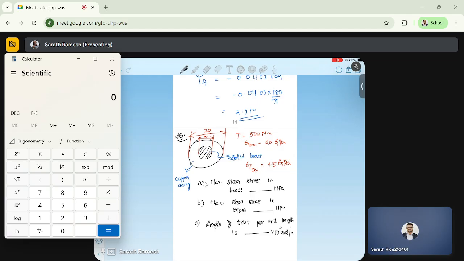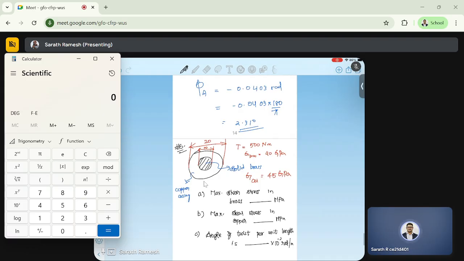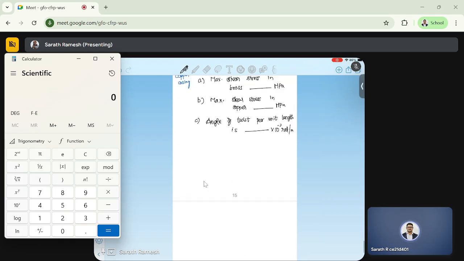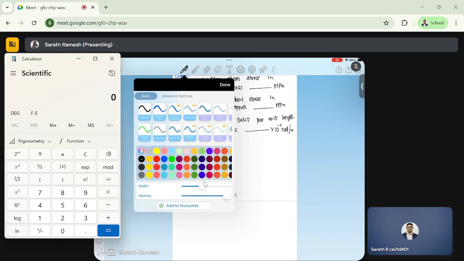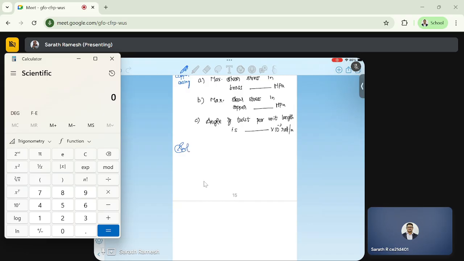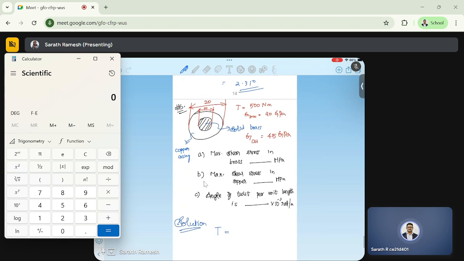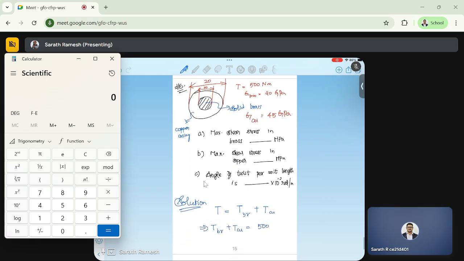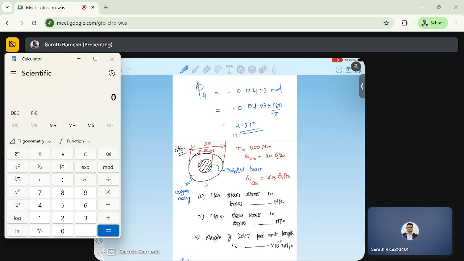What will be the equilibrium equation? The total torque applied is 500 Newton meter. So the equilibrium equation will be: the total torque will be equal to the torque going to both the materials, right? T brass plus T copper will be 500. This is not sufficient. We need one more. What is that one more?